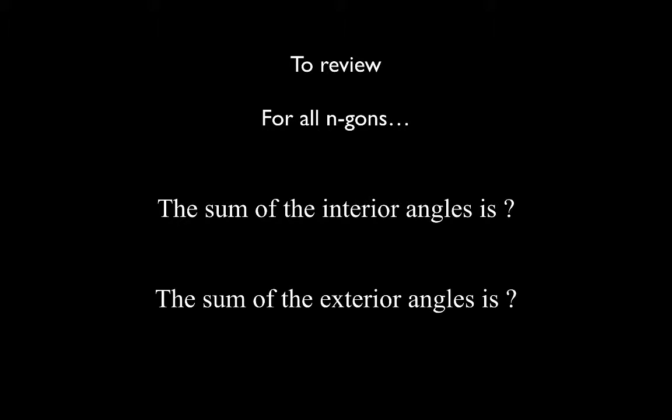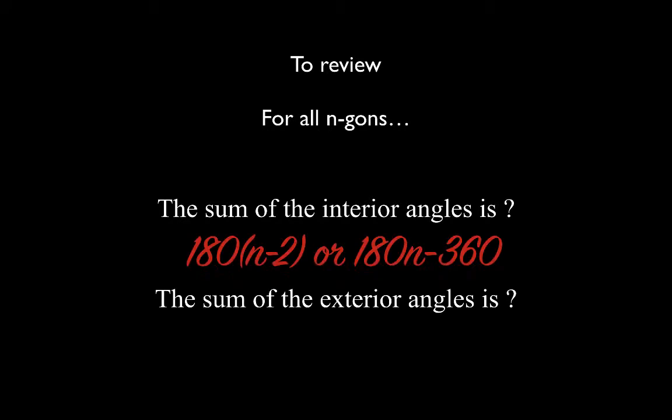So, to review, for all n-gons, the sum of the interior angles, as we said before, is 180 times n minus 2, or 180n minus 360. The sum of the exterior angles, as we just said, is always the same. It is always 360. So 2 main ideas there.